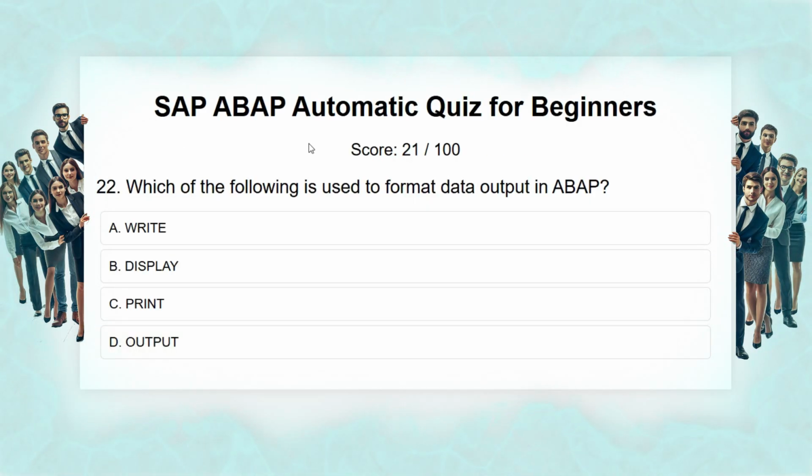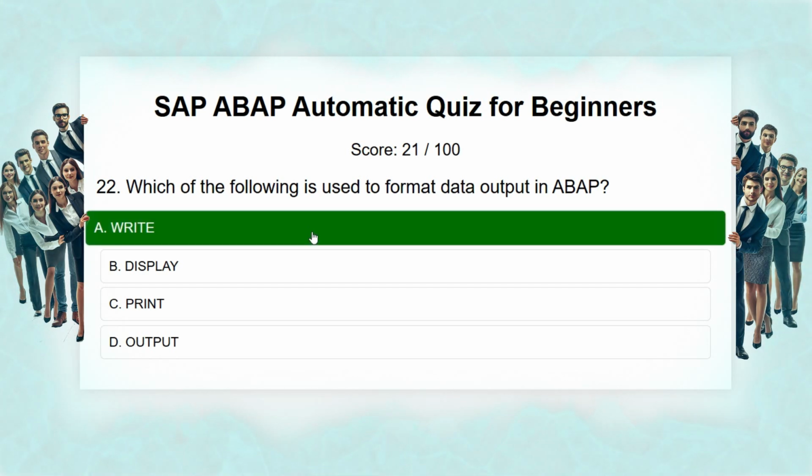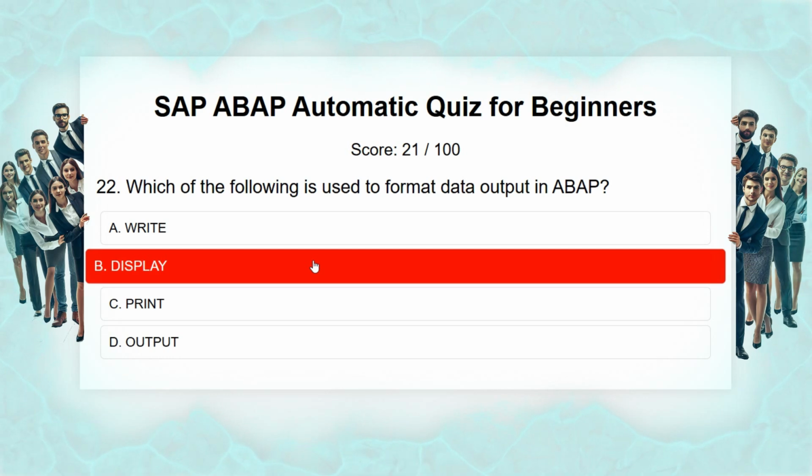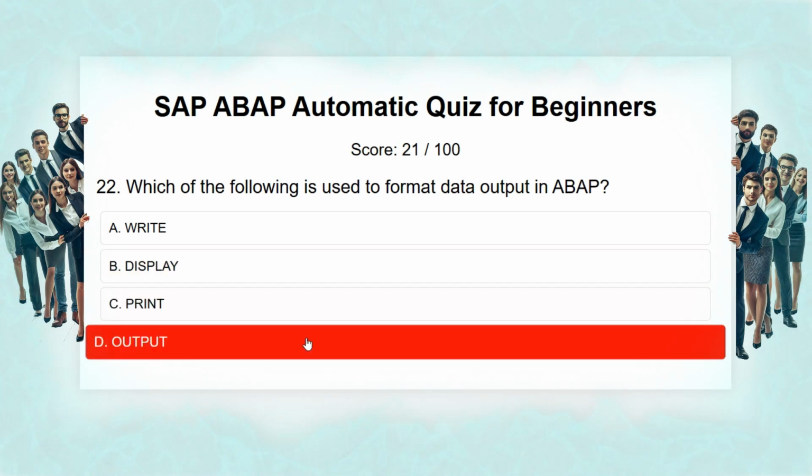22. Which of the following is used to format data output in ABAP? A. Write. B. Display. C. Print. D. Output.